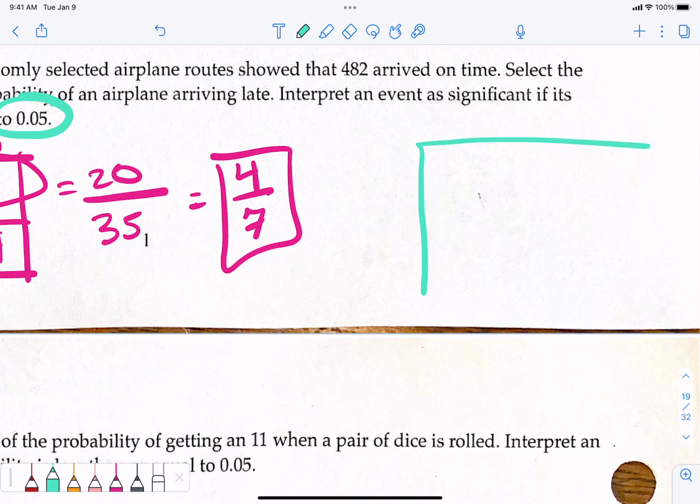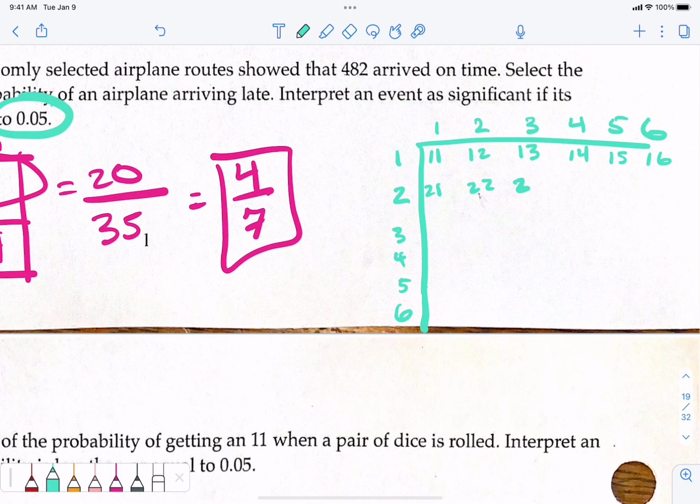And I could roll a 1 or a 2 or a 3 or a 4 or a 5 or a 6 for the first dice, right? A 1, a 2, a 3, a 4, a 5, a 6 for the second dice. So the pairs that I could roll are like 1 and 1, 1 and 2, 1 and 3, 1 and 4, 1 and 5, 1 and 6, 2 and 1, 2 and 2. You get it? 2 and 3, 2 and 4, 2 and 5, 2 and 6.